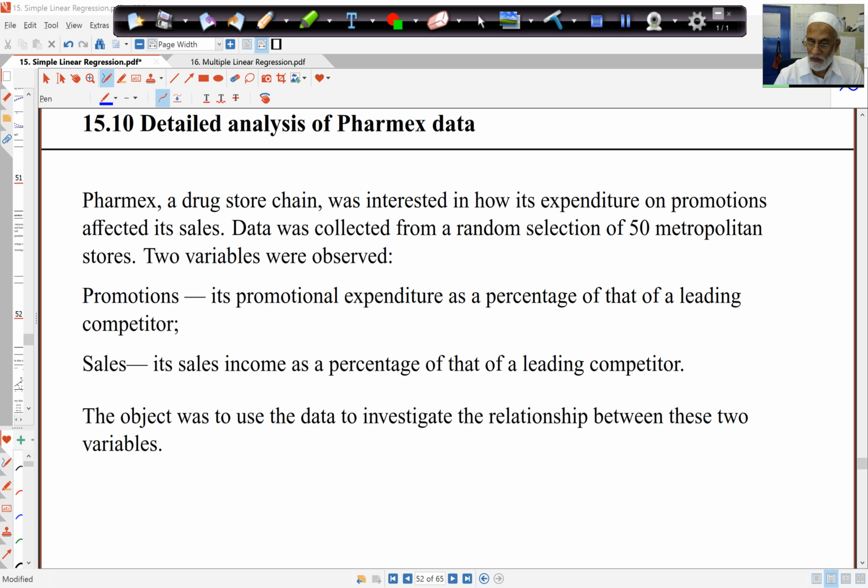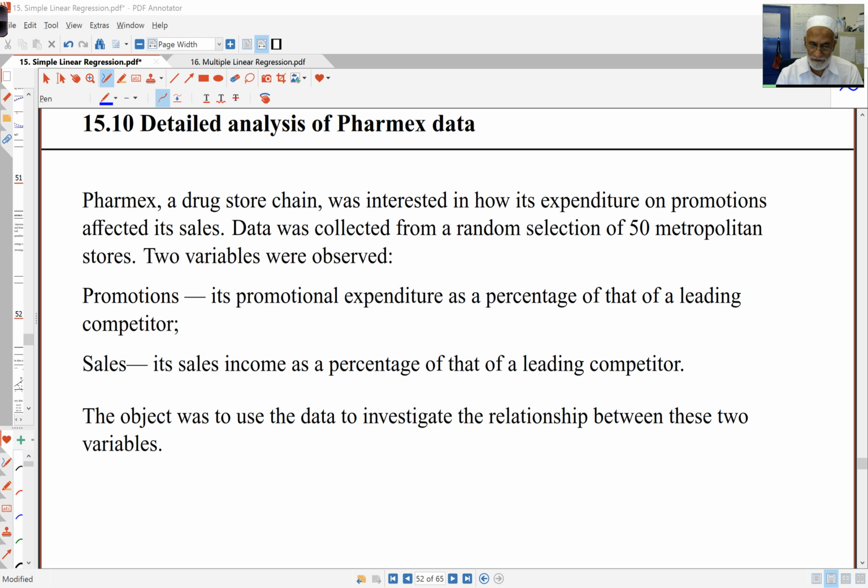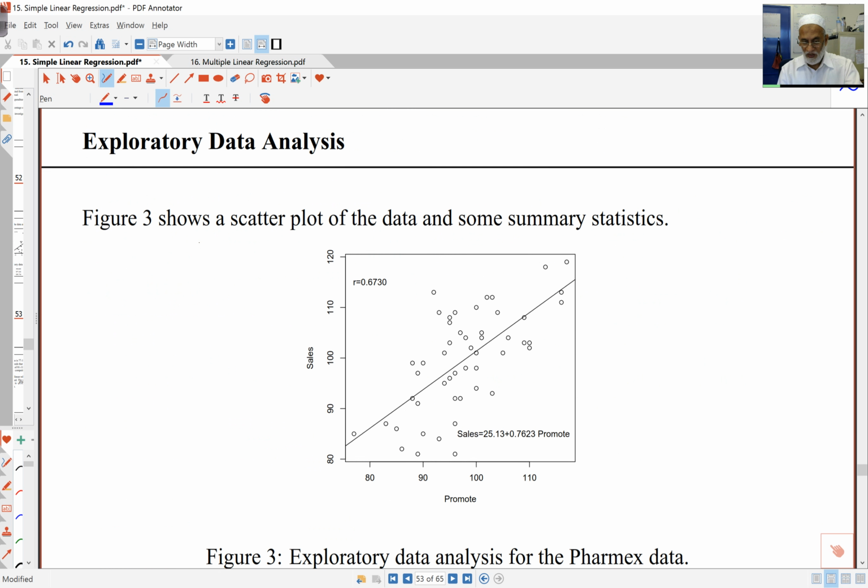Hello again, and now finally we'll look at the detailed analysis of Pharmex data here. So we know that Pharmex is a drug chain, and they're looking at how the promotions and their sales quantify, how they're rated, where both of these are a percentage of that of the competitor. So let's do the analysis over here, and we can do it in R.